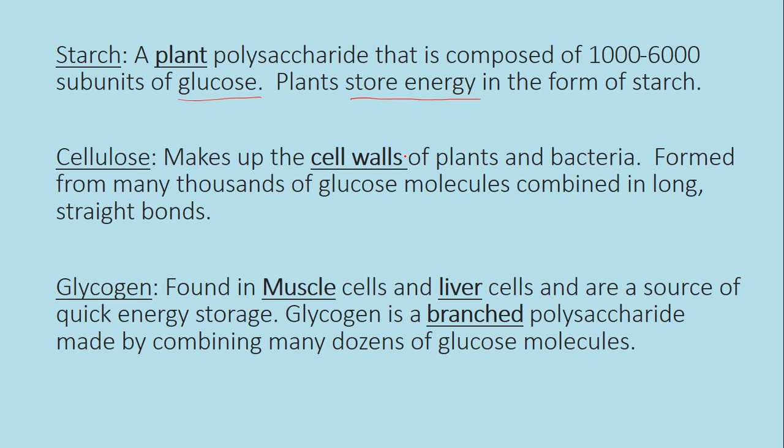Cellulose makes up the cell walls of plants and some bacteria. It's formed by many thousand, tens or hundreds of thousands, of glucose molecules combined together in big long chains. Humans cannot digest cellulose. Because of the orientation of the glucose molecules, we don't have the ability to break them down, so we can't use the energy in cellulose.